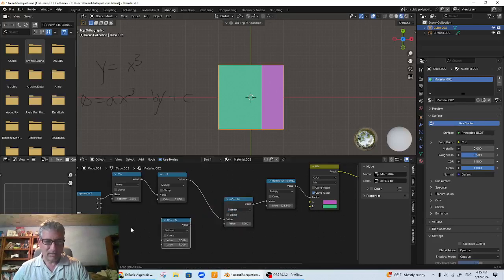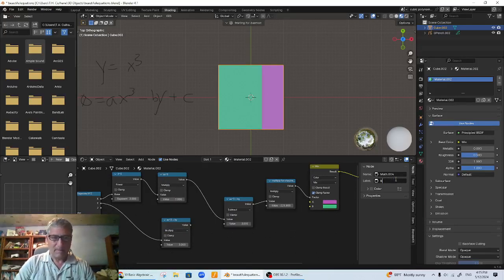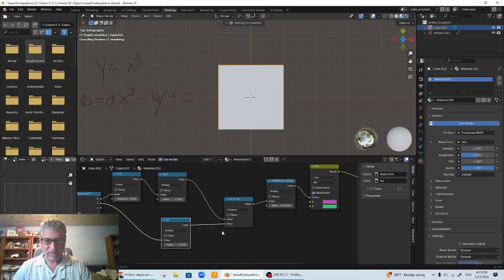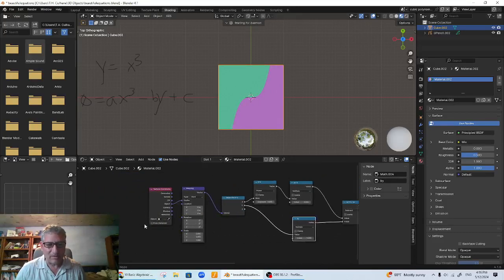So Shift-D, put that there. So the y is coming into a multiply node, which I'll call by. And then it's coming from there into the value. And now I have the ability to manipulate the integer that is multiplying by y. And then we start getting this without having to use our mapping node over here. Remember, we changed the scale and it was getting us weirdness when it first showed up.